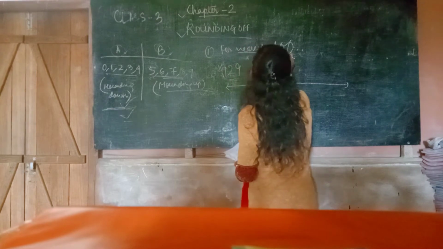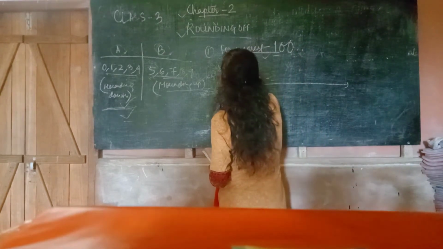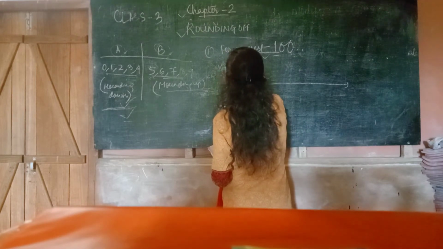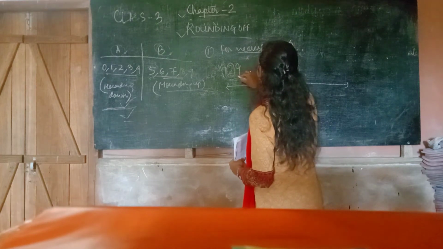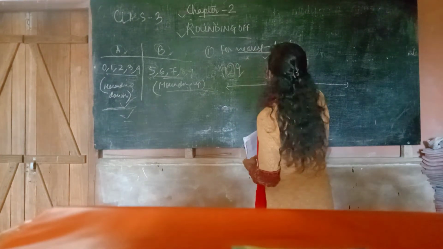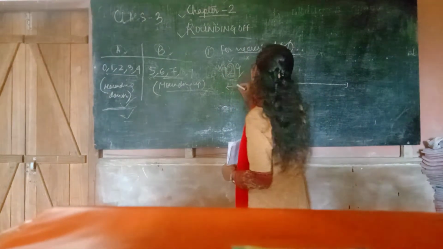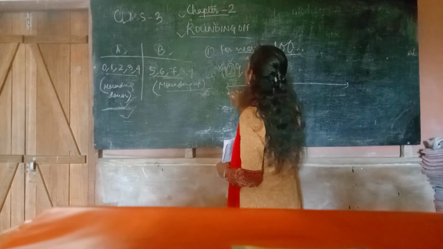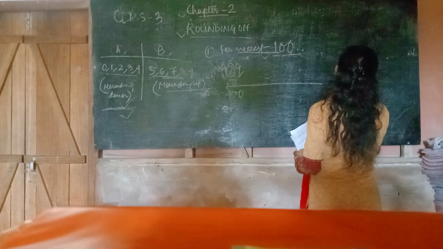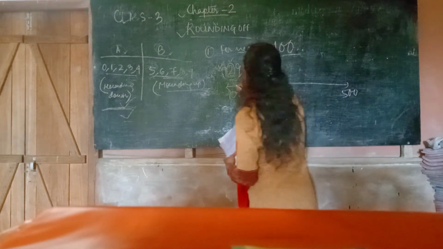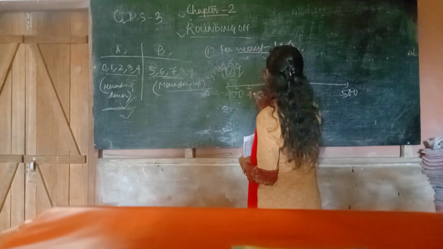So here you have to see the digit in the tens place. First we saw the digit in the ones place, but in 100 we have to see the digit in the tens place. So 429 lies between 400 to 500. The number after 400 is 410.